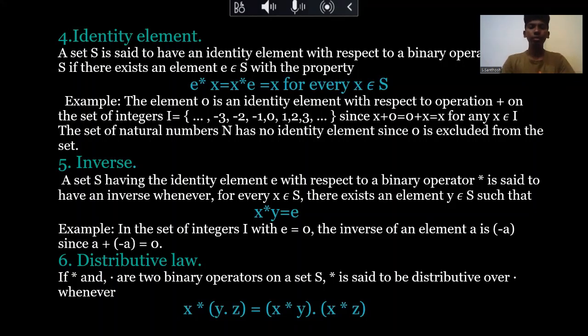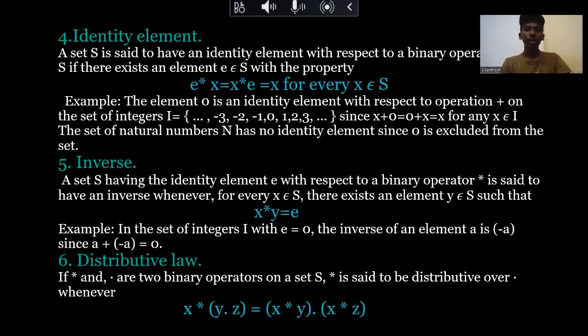So taking an example like x star x inverse, or x divided by x inverse, or x into x inverse, you'll be having the same value as 1. Or x plus x inverse equals 0. Like you can see over here, A plus A inverse, that is minus A, which is equal to 0. That's what is inverse. So now, distributive law.